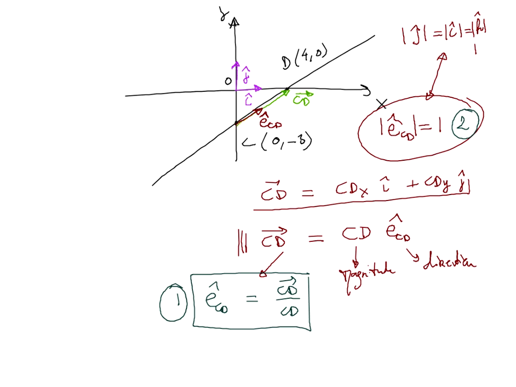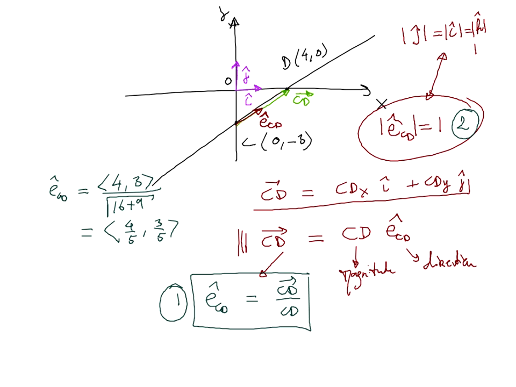So in this particular case, ECD will be position vector CD, so it's D minus C. So it's going to be (4, 3) divided by the square root of 16 plus 9. Therefore, ECD is (4/5, 3/5). This is a vector that has the exact same direction as position vector CD, but its length is 1.